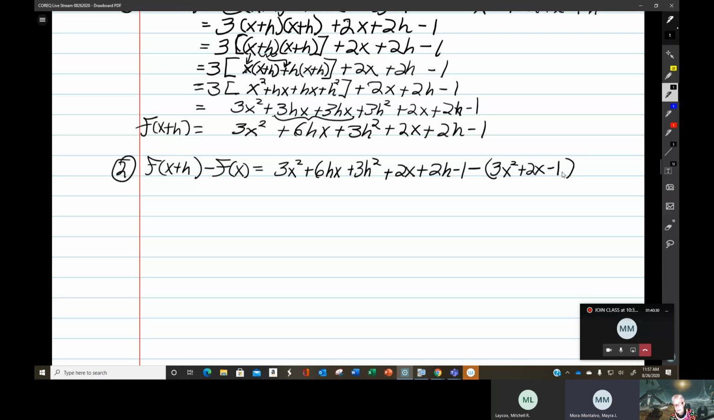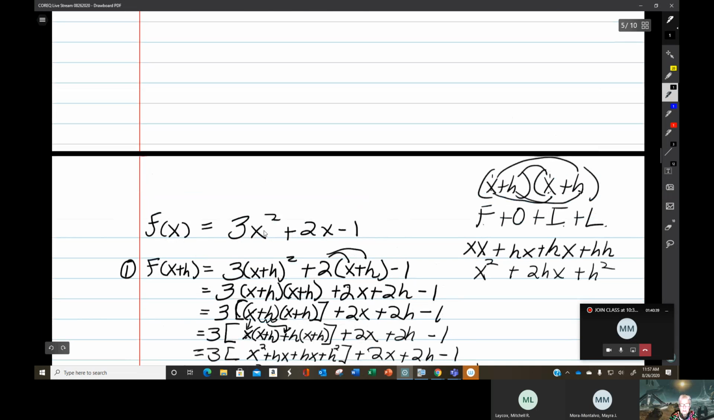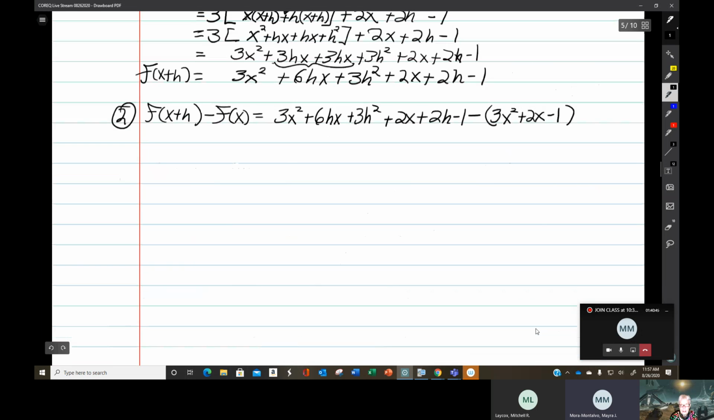Now, where did we get the 3x squared plus 2x minus 1? That's what f of x is. From way back here, f of x equals 3x squared plus 2x minus 1. Beautiful. Okay, perfect.